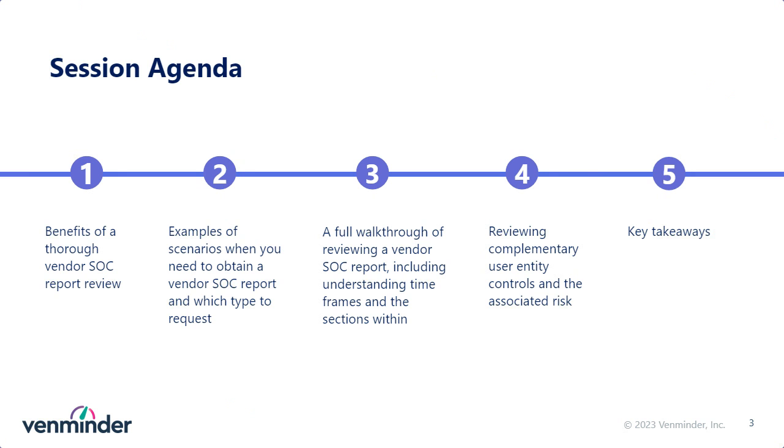Thanks so much, Abby. We have a lot of ground to cover today, so we're really going to focus on these 5 areas. First being the benefits of a thorough vendor SOC report review. Then we'll talk about some examples, when you need to obtain a SOC, the different types. And then we'll do a full walkthrough of reviewing a vendor SOC report, including understanding timeframes, and then the sections within. And then we'll touch on reviewing complementary user entity controls and associated risk with that. And then we'll wrap up today with some key takeaways.